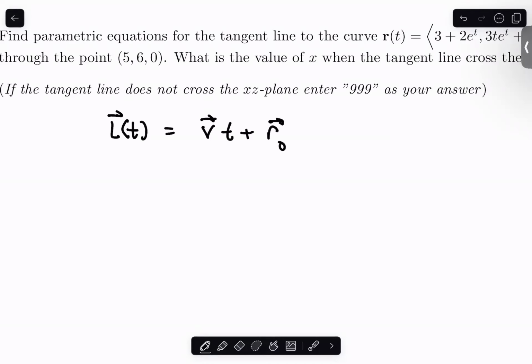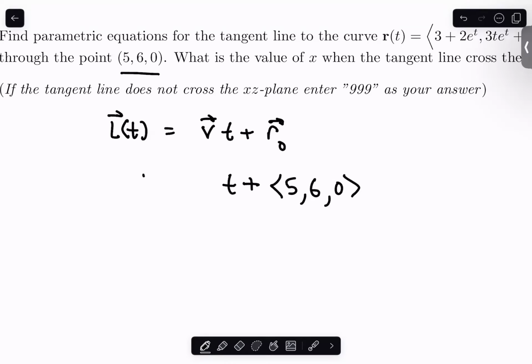Now notice that this already mentions the point that I would like it to contain, right? This tangent line should be going through the point 5, 6, 0. And so that right there is going to be my R naught. So I guess technically half of this is now solved. 5, 6, 0. Remember, this R naught is the vector that corresponds with this point. So I'm going to use the angled brackets, right? Because we're going to be adding it and all that sort of stuff here in just a second.